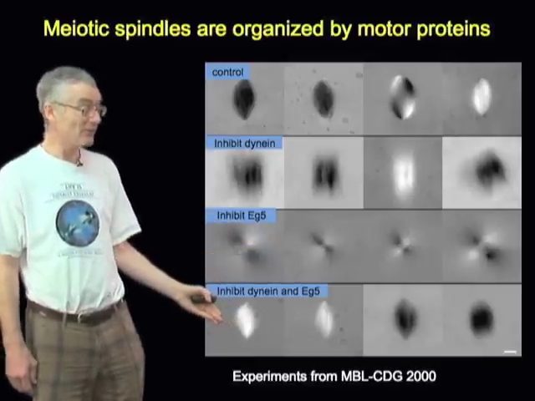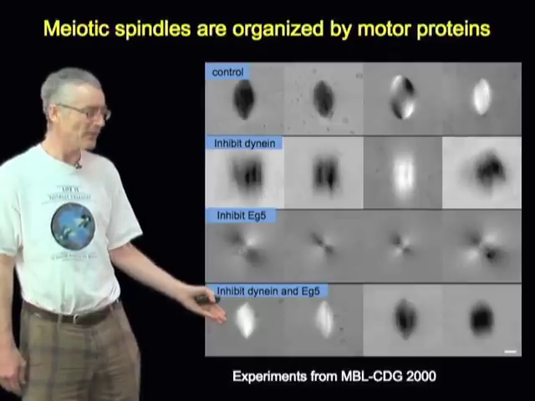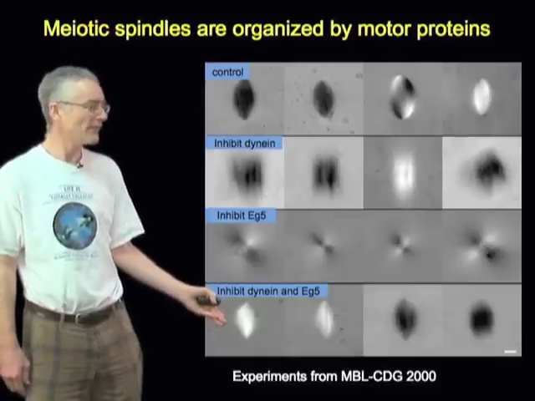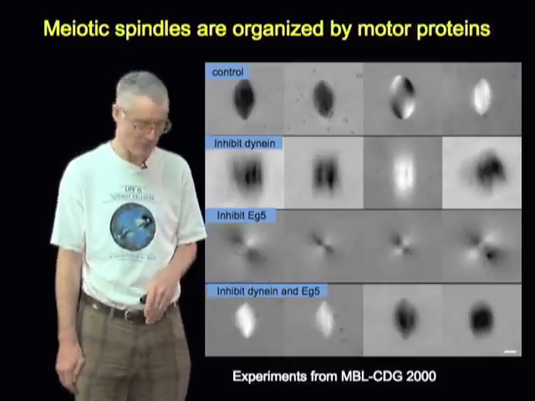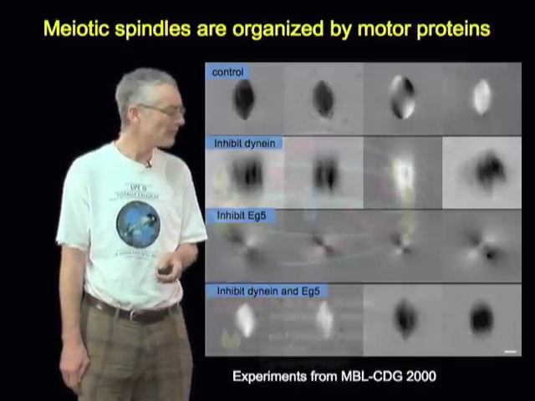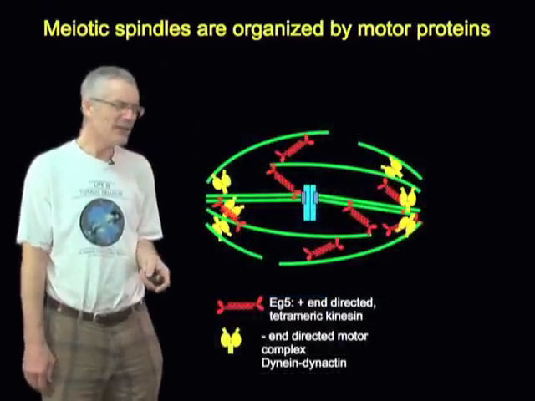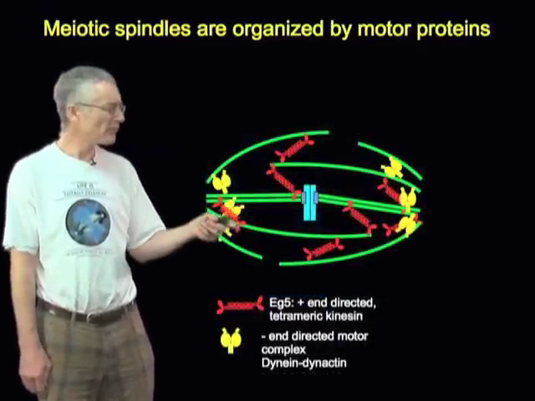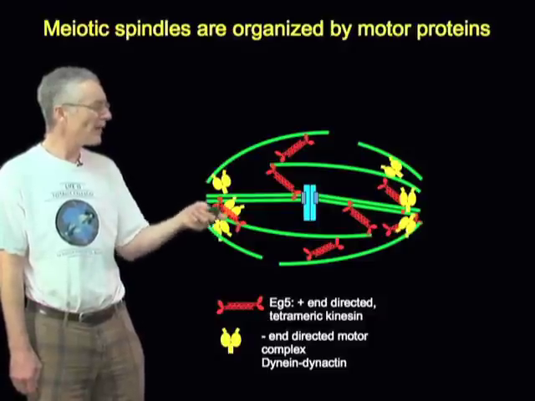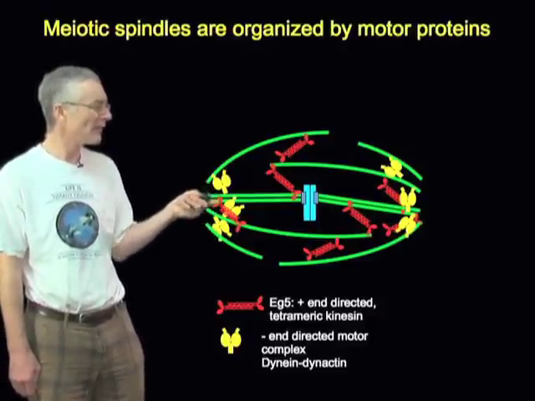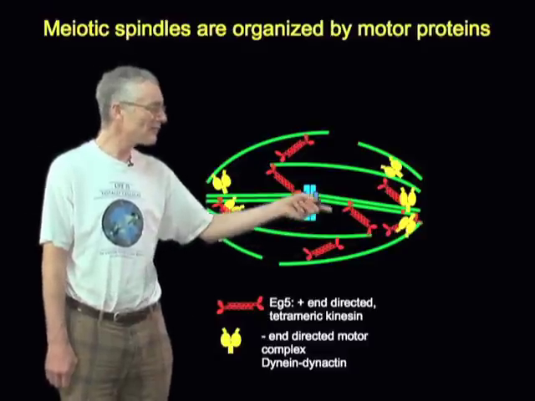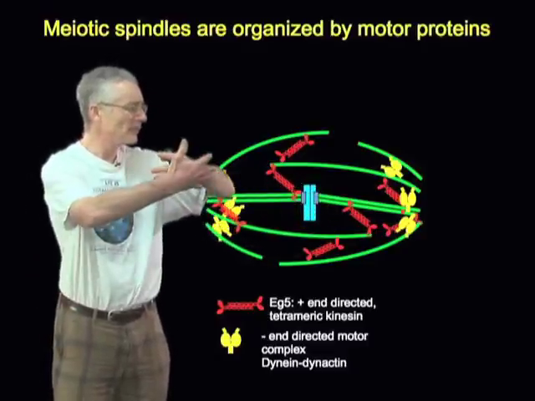Fascinatingly, and we don't actually fully understand this at all, if you inhibit both motors, the structure sort of fixes itself. It looks a bit like control, or these are much more fragile. They fall apart more easily, especially if you poke them. And that kind of experiment gave us a picture of the spindle like this, where the minus end-directed motors help cluster the poles together. So if you get rid of them, the pole splays out. And the plus end-directed motors are helping keep the spindle bipolar.